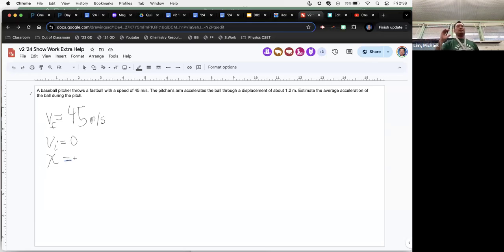X equals length. Make a note for yourself. X equals length or distance. And then sometimes it's called displacement. This baseball has moved. X is the length the baseball has moved, because it says it right here. Displacement of about 1.2. So you can even draw yourself a picture of this right here. This is the baseball moving.